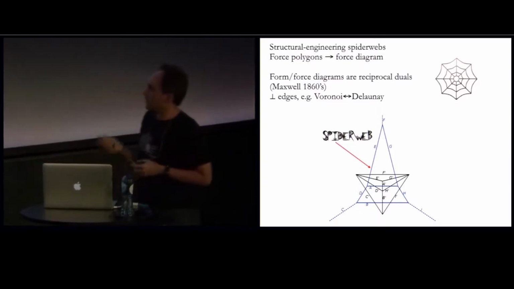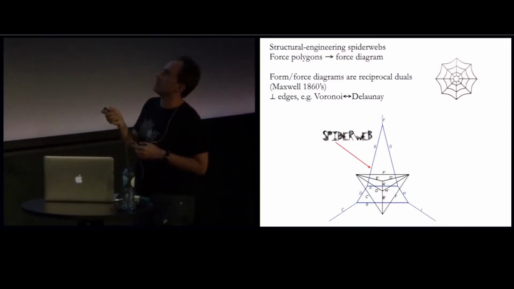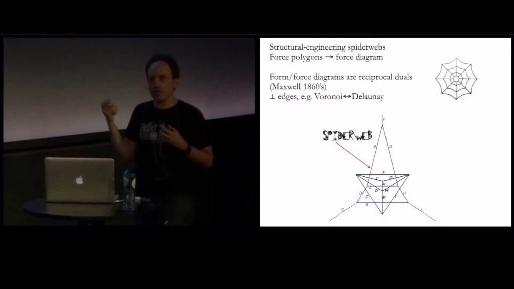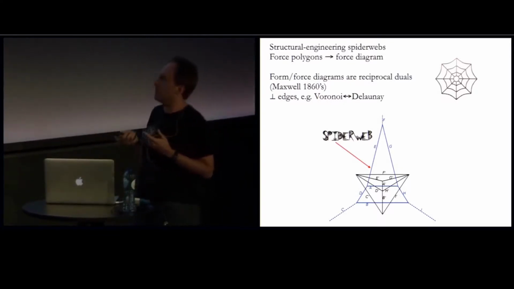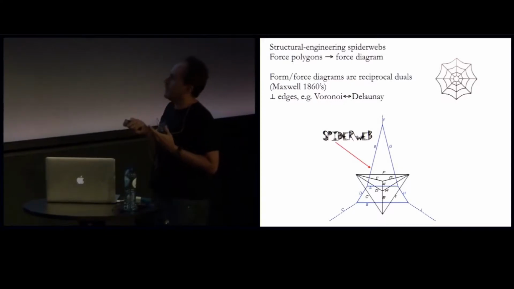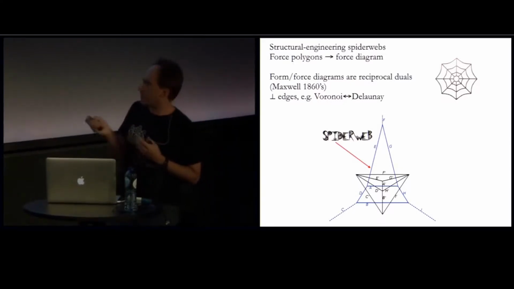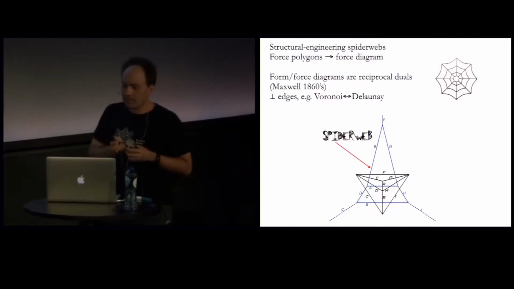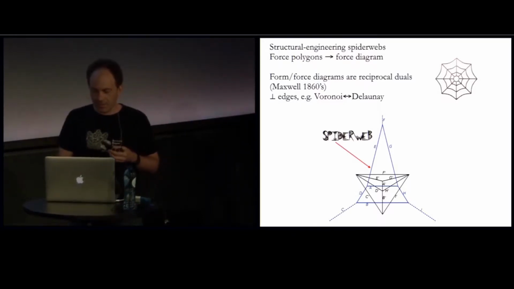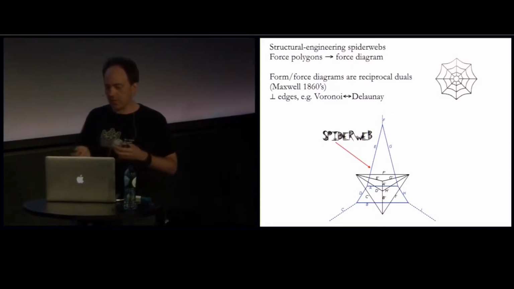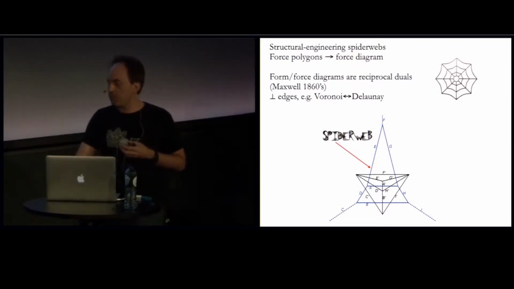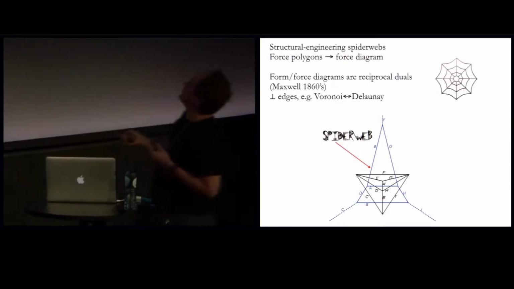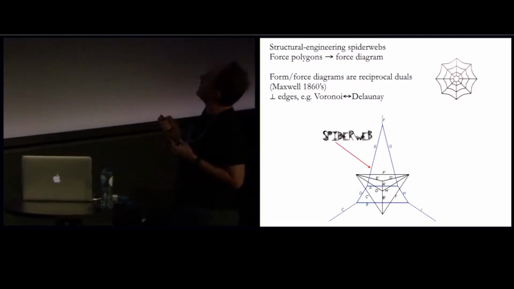And a prime example of one of these duals is the Voronoi-Delaunay tessellations, which I know a few of you are very familiar with, but probably not everyone. So I won't go deeply into that, but it is a common entity in geometry, in computational geometry.